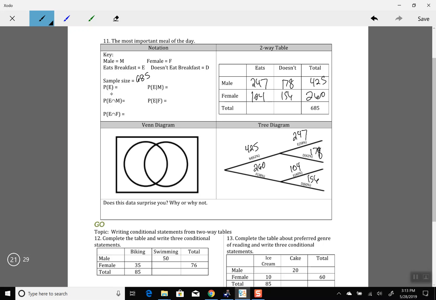Again, probability of eats, that's all the people who eat, so I would need to know that total. That looks like 351 out of this 685. E and M, so which are eats and male, that's 247 out of our 685. E and F, so eats and female, there's 104 of those out of 685.